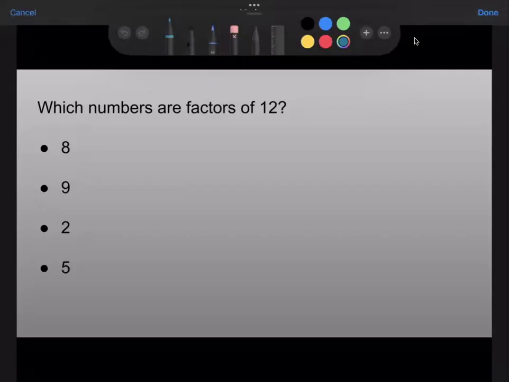Okay, here's our next one. Which numbers are factors of 12? It's from this list. So let's start by making a list of the factors of 12. Like we've talked about, 1 times 12 will work because 1 times the number itself will always work. In this case, 12 is an even number, so I know 2 will work, and that would be 2 times 6. If I add 1 plus 2, I get 3, and 3 can be divided by 3, so I know 3 is a factor. That would be 3 times 4.